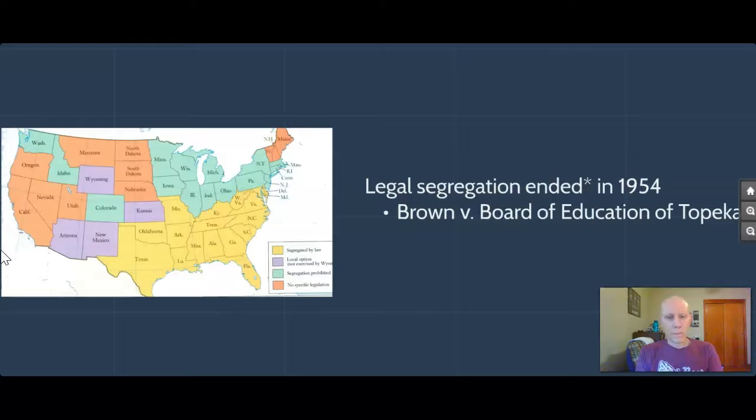But if you look at the map there, again, the southern part of the country had segregation laws in place, at least up until 1954. Now, they may have still tried to implement segregation after that, but technically it was not allowed. But again, you can see that many states had segregation. Kansas was one. It says local option, and basically what that meant is kind of county by county, city by city. They could make the decision whether to segregate or not, at least prior to 1954.